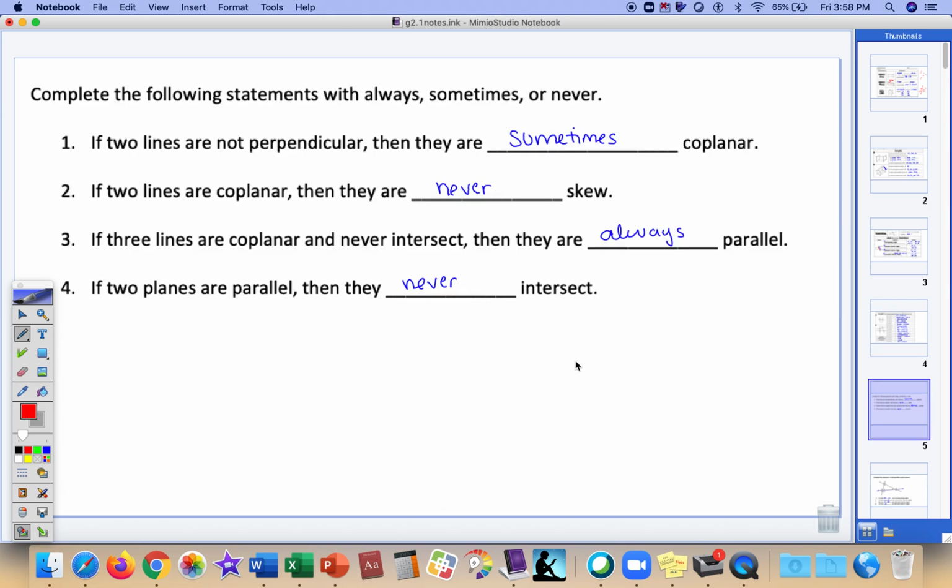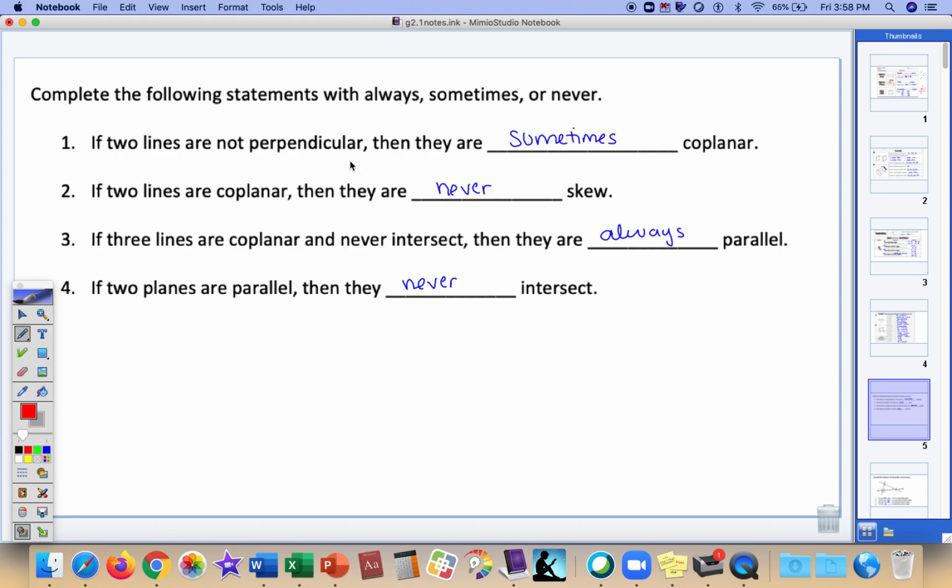Okay, again, this next page, give this one a try too, and then I'm going to discuss each one of them, but give it a try before you really look at the answers here. Okay, if two lines are not perpendicular, then they are sometimes, always, never coplanar.